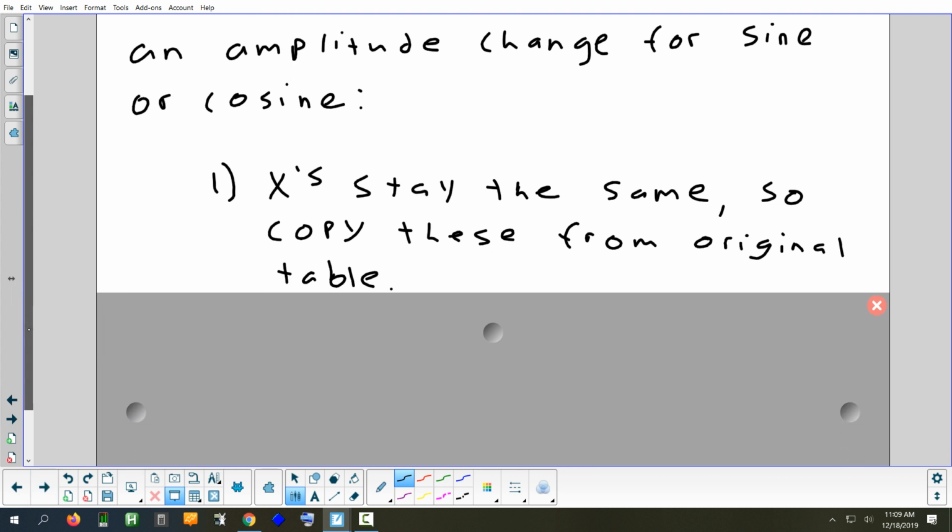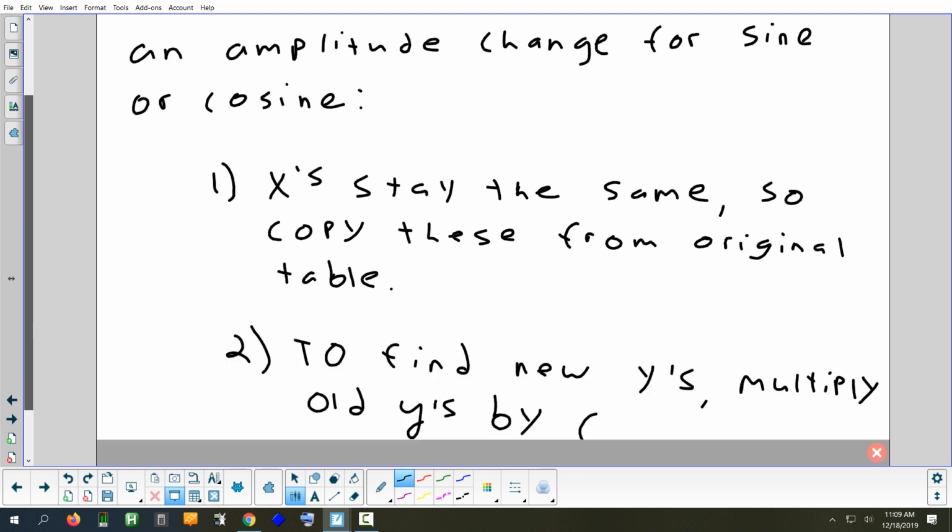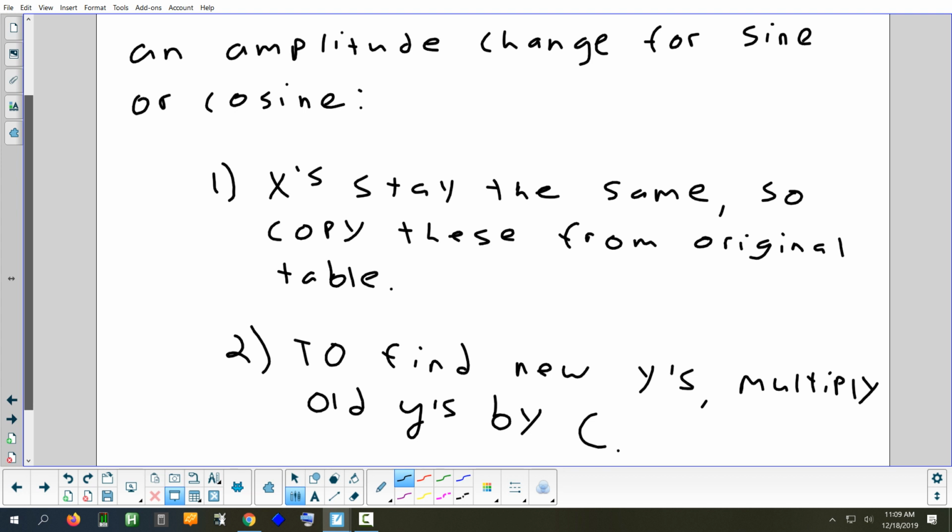Okay, so x's stay the same. Go to your original table that I gave you. Copy down the x's. If you do that, you get 5 points. Now, to find the new y values, take the originals from the table I gave you yesterday and multiply them by c. Notice it does not say absolute value of c. You just use the number that's in front the way it is. If there's a negative with it, use the negative. Positive, then you don't have to worry about anything.